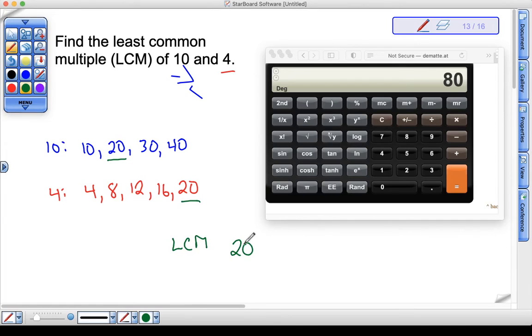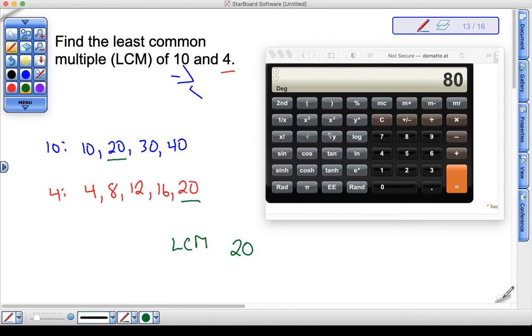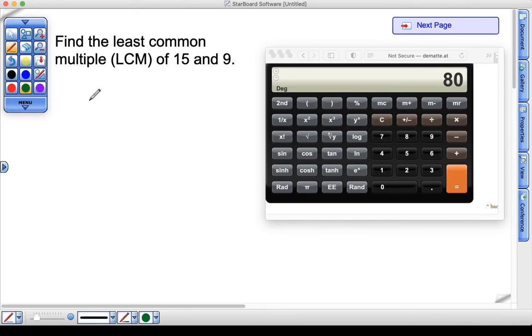All right, let's try another example together, and then I'll have you try some on your own. So we're looking for the LCM of 15 and 9. Now 15 and 9, those are some larger numbers, so we're going to rely on the calculator for that. So let's start off by writing down my 15. And I'll put this over in blue again.